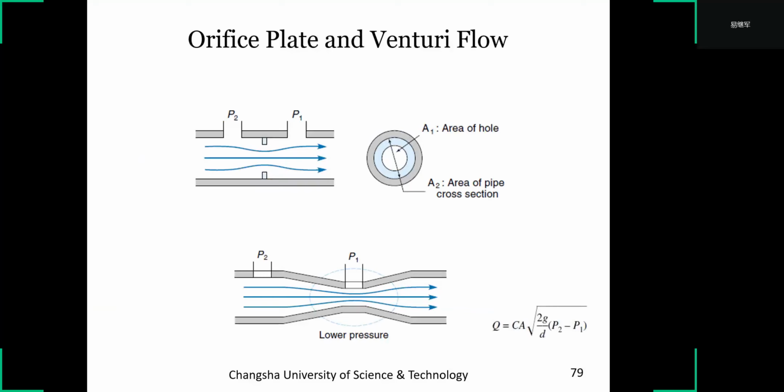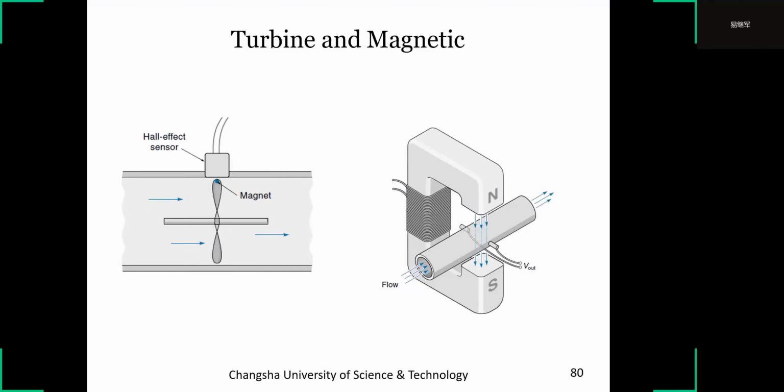Orifice plates and Venturi flow. The orifice plate has a hole in the tube, and the fluid flows through the tube. It is used to detect the fluid flow.